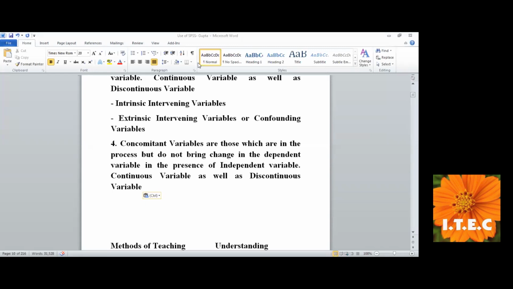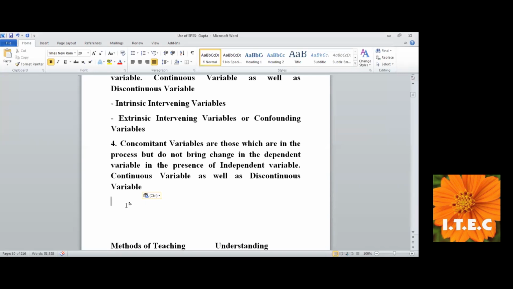Yes, Narayan Singh, it is correct. Lack of healthcare facility can be an independent variable, it can be an intervening variable. You are right. So now these are the types of variable.